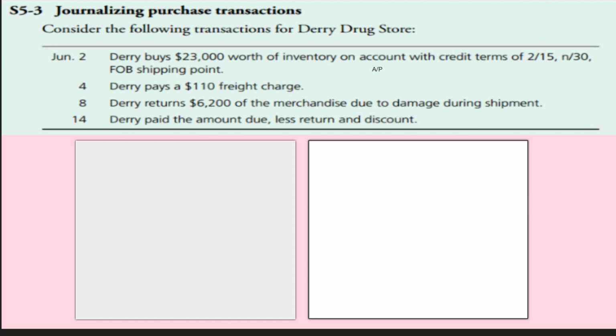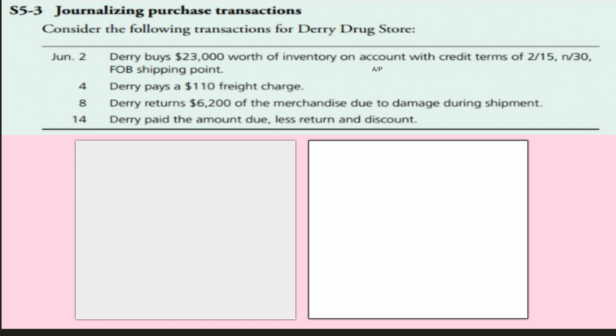Okay, with credit terms of 2% within 15 days and 30. Credit terms means if I paid within 15 days, I will get 2% discount. And I have a total of 30 days, and it's the period. You have 30 days. This is the total period. Now, if you paid within the first 15 days, you're gonna get 2% discount. If you paid after the 15th day, you're gonna pay the full amount. We're gonna talk about this later on, but for now, you need to know that this purchase has these credit terms.